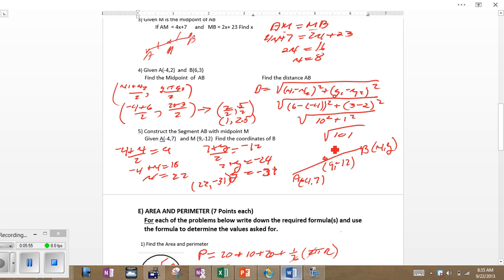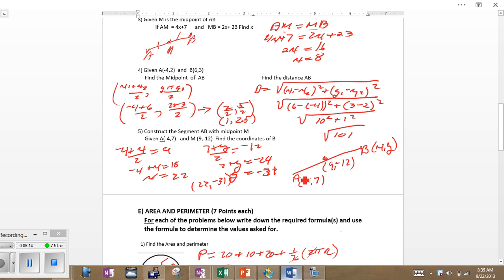Leave it. That's fine. Nothing here needed a calculator. Not a single problem here needed a calculator. And I would have been happy with just the square root of 101. It is a little bit over 10, but I'm not going to worry about it.